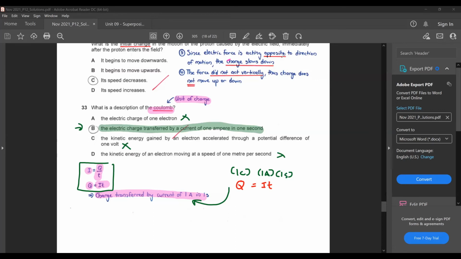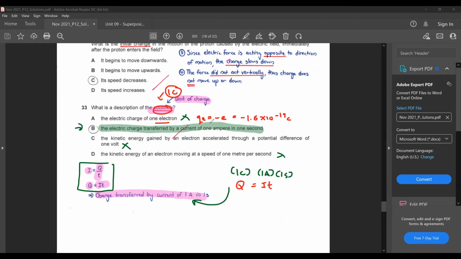The electric charge of 1 electron. Why are the rest of the answers wrong? I probably should just explain it. Now, the charge of an electron is actually negative e. 1e is negative 1.6 times 10 power minus 19 coulomb. When they say description of the coulomb, they're actually referring to 1 coulomb. What's the description of 1 coulomb? So they say charge of an electron is 1 coulomb.